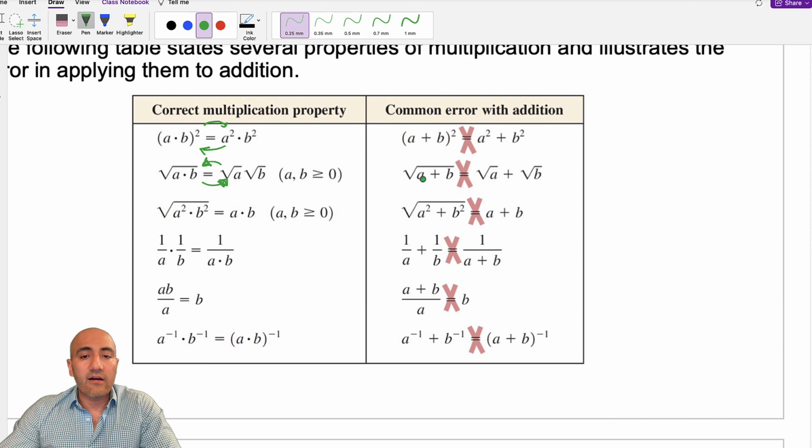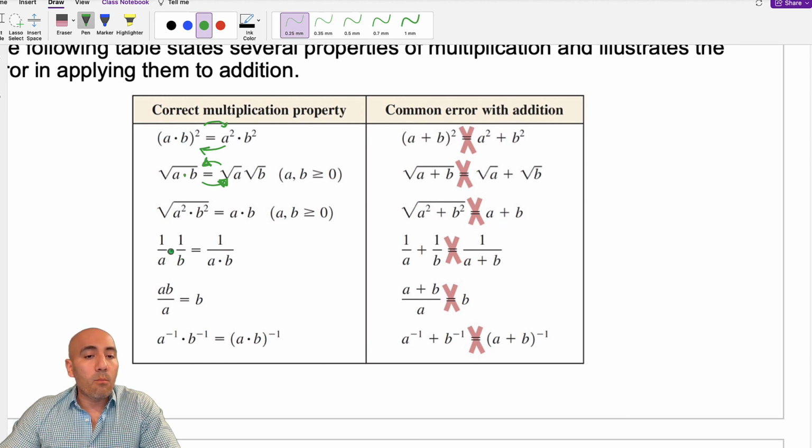So the square root of a plus b does not equal the square root of a plus the square root of b. That's not true. But it is true with multiplication. Okay. Likewise, if we have the square root of a squared times b squared, then the root and the power of 2 do cancel out, and so we just end up with a times b. But that's not true if there's an addition. Again, if we have the square root of a squared plus b squared, we cannot simplify that to be a plus b. Another common mistake.